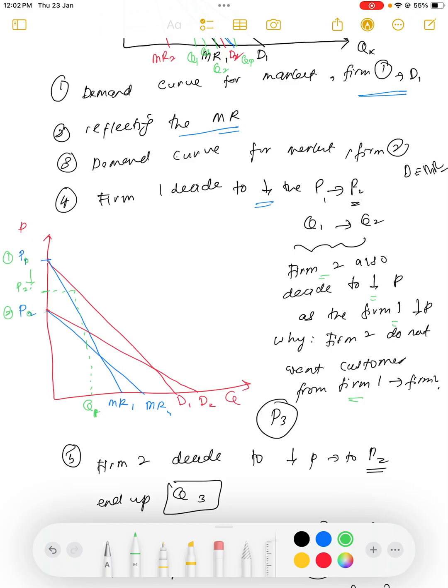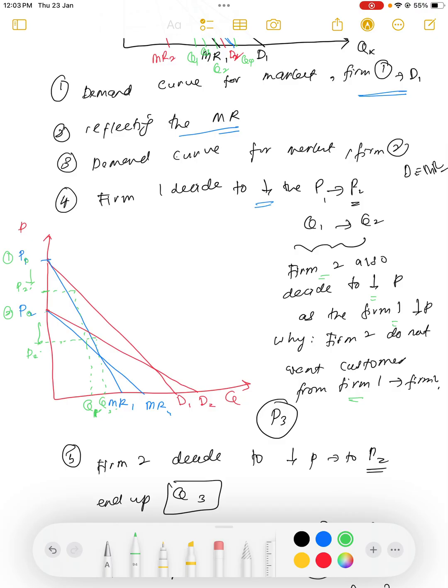Alright. Then, firm 2 said that I want to lower the price as well. So, decrease the price to P2. Alright. So, lower this price. So, how about the demand for D2? Here, and the quantity is here. So this one is D2 apostrophe. So this is Q1 apostrophe. Okay, as you can see here.